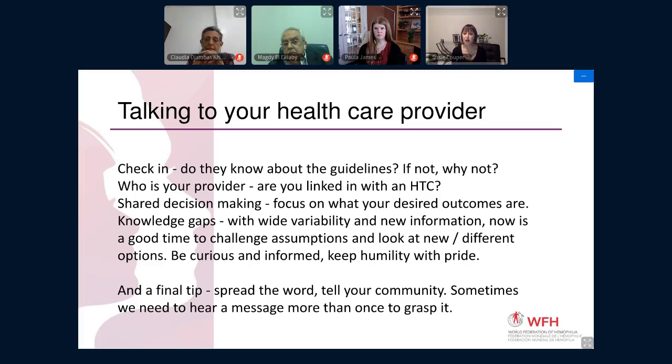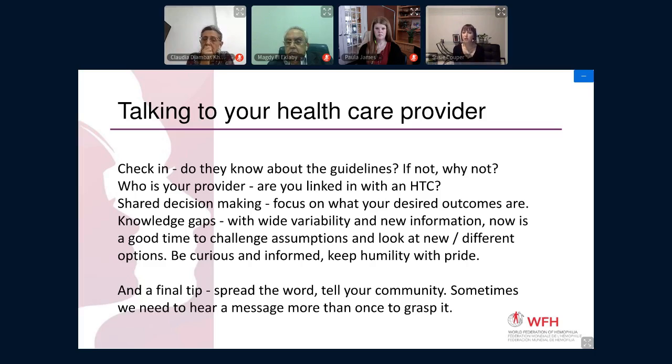Focus on what your desired outcomes are. Think about quality of life and what matters to you. What are your goals? What are the things that you want to be able to do? But also, it's still important to think about what you don't want and to speak to this and not have things assumed. Because quite often, if you don't speak up about what you don't want to have happen, that part's going to be missed with your healthcare provider as well.